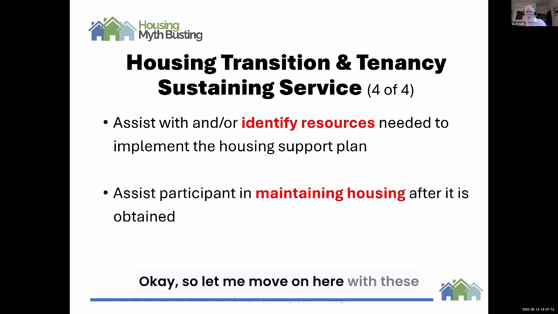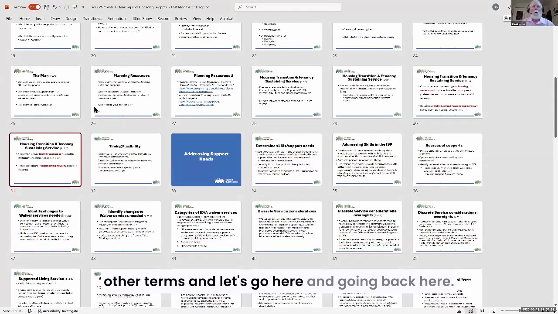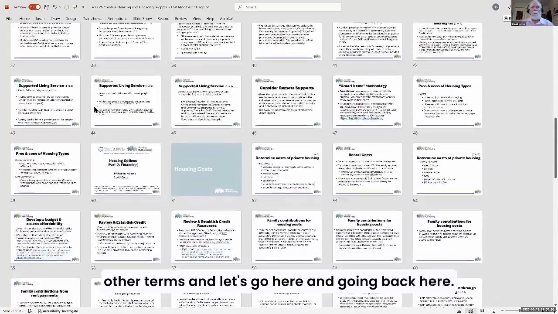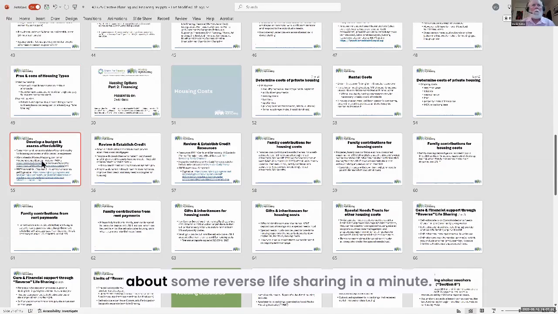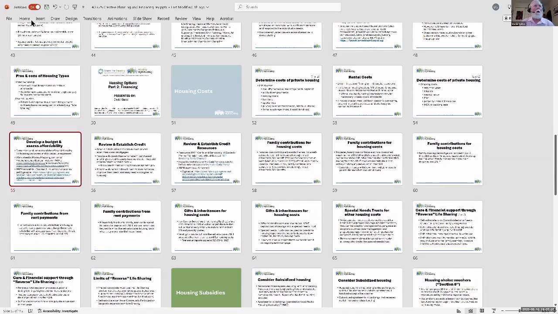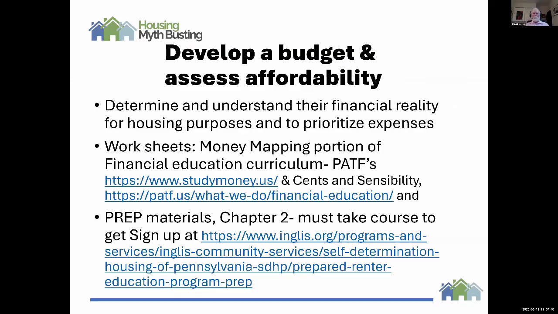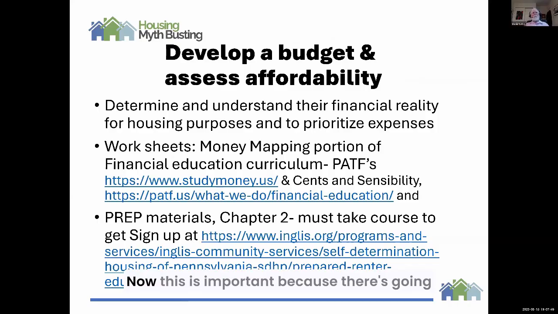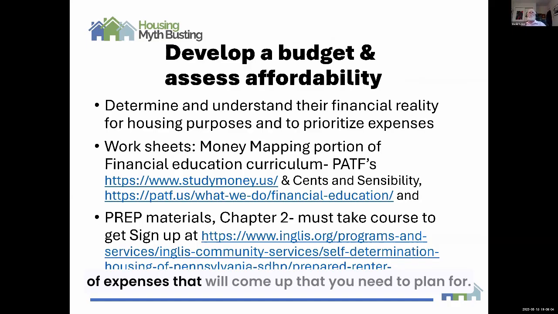So let me move on here with these other terms. And let's go here. Going back here. So actually, I am going to jump to this slide, and I'll talk about reverse life sharing in a minute. Develop a budget and assess affordability. Now, this is important because there are going to be expenses, depending on what housing model. There are a number of expenses that will come up that you need to plan for.